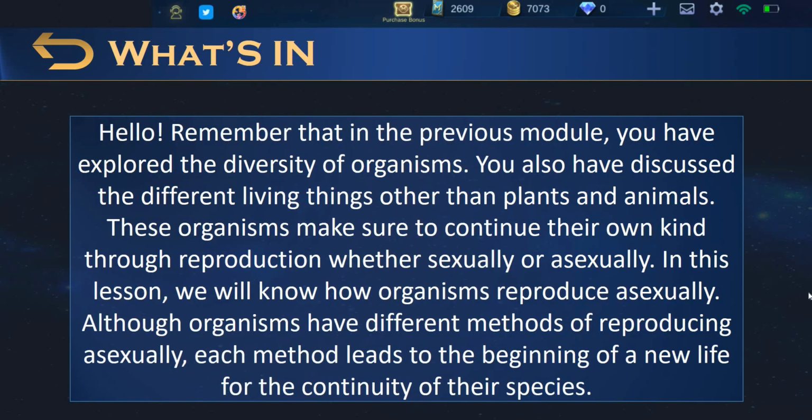Hello. Remember that in the previous module, you have explored the diversity of organisms. You also have discussed the different living things other than plants and animals. These organisms make sure to continue their own kind through reproduction, whether sexually or asexually. In this lesson, we will know how organisms reproduce asexually. Although organisms have different methods of reproducing asexually, each method leads to the beginning of a new life for the continuity of their species.